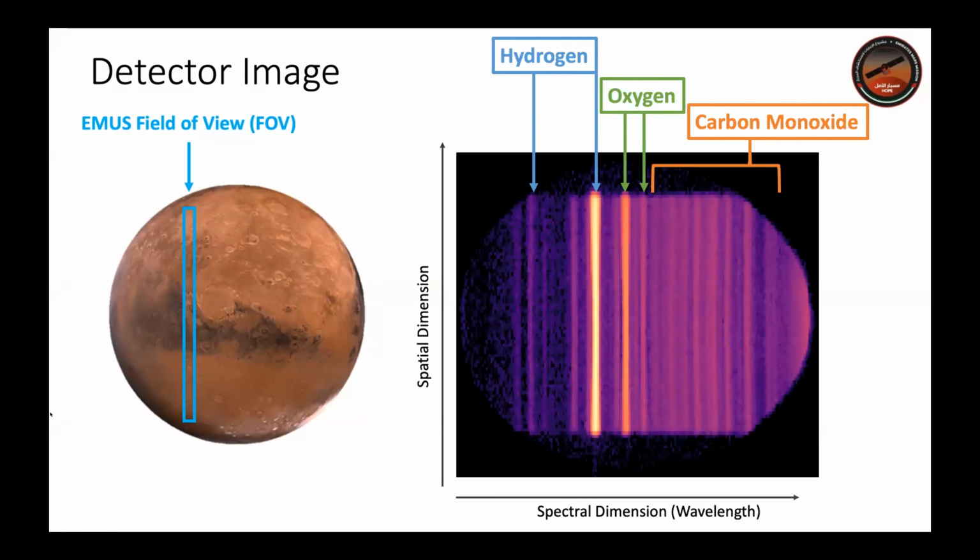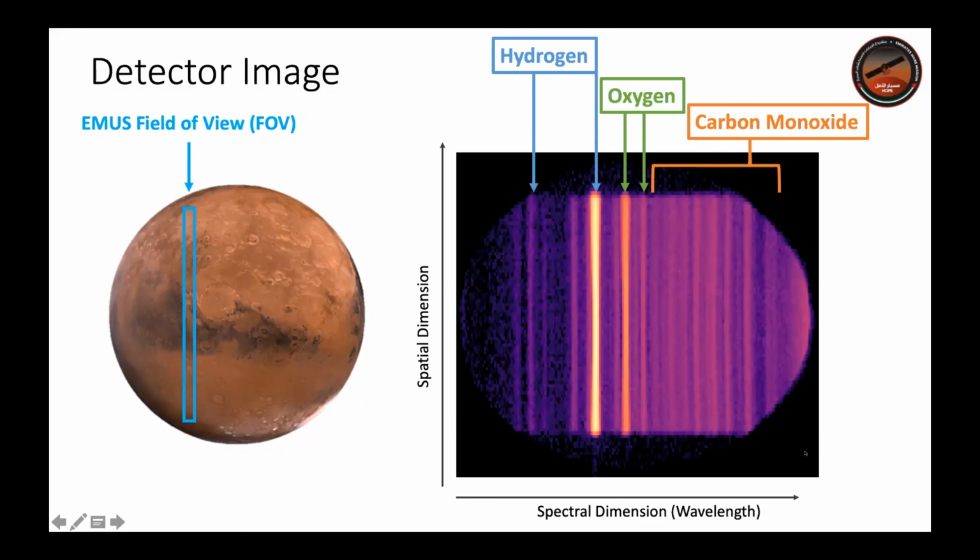So we're only looking at this little sliver on the planet, but we get with the instrument this image where the vertical axis here is that spatial dimension. We're looking at different locations along the planet's surface. Actually, we're not looking at the surface, we're looking at airglow coming from about 100 kilometers or so above the surface. But I've used a picture of Mars here that you could relate to better, just for illustration.